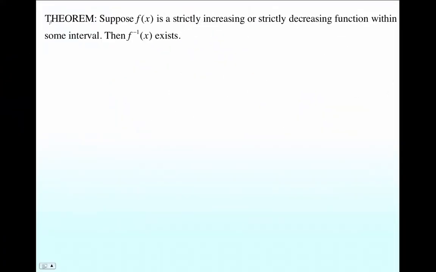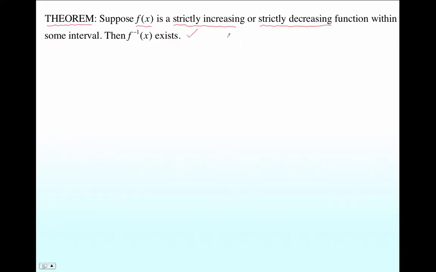So when does the inverse actually exist? Here's a theorem that's going to be very helpful. It'll answer our question. It says that suppose f of x is a strictly increasing or a strictly decreasing function, in other words, a monotonically increasing or monotonically decreasing function, and that's true within some interval, then the inverse exists.